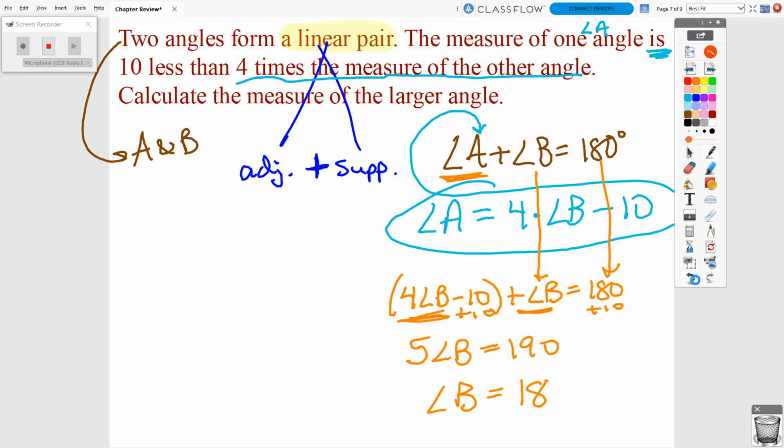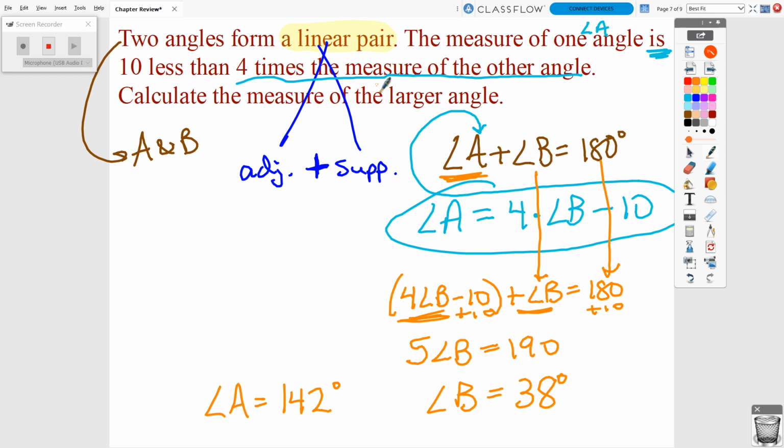18? No, not quite. More than that. Let's see. 40, 38. There we go. Okay, so B is 38 degrees, right? Because B was specifically an angle, not necessarily just a normal algebraic variable, which means angle A must be the supplement of that, which is, what, 142 degrees.